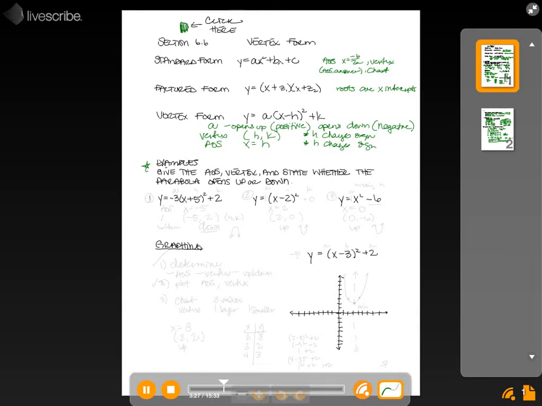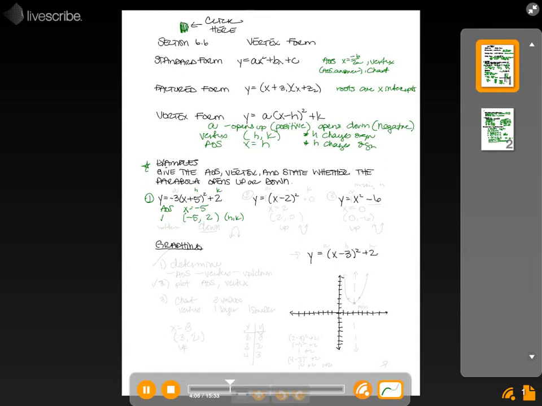So the first thing we're going to do, let's make this example 1. y equals negative 3 times x plus 5 squared plus 2. Okay, we're going to find the axis of symmetry. AOS, x equals, now remember it's h, but it's the opposite of h. h in this problem is 5, so we're going to make it negative 5. Okay, it has to change its sign. The vertex is (h, k), so h again has to change its sign, so it should be negative 5. And then k in this problem is 2. So our vertex is (negative 5, positive 2).